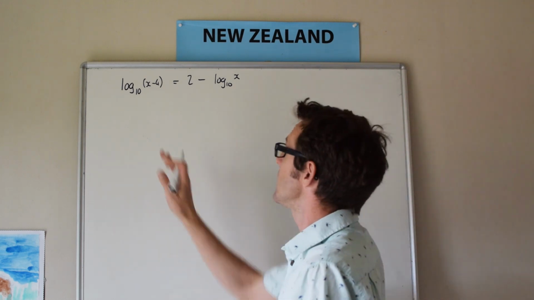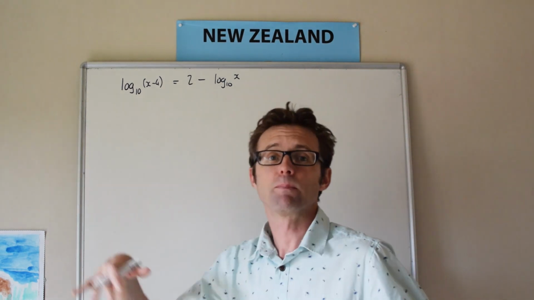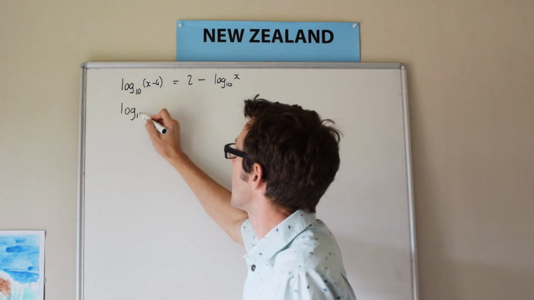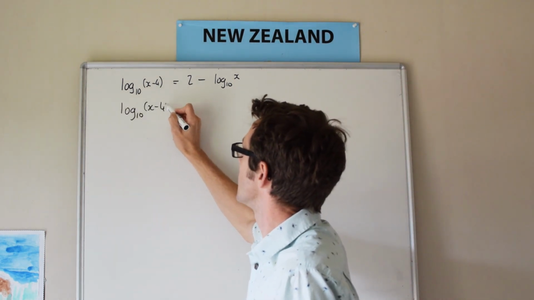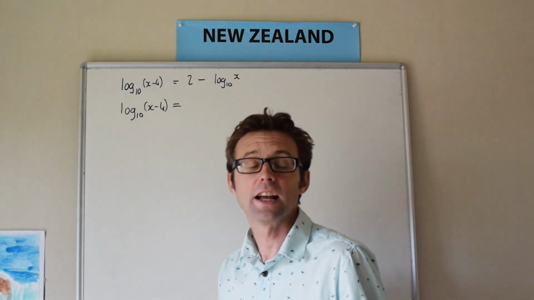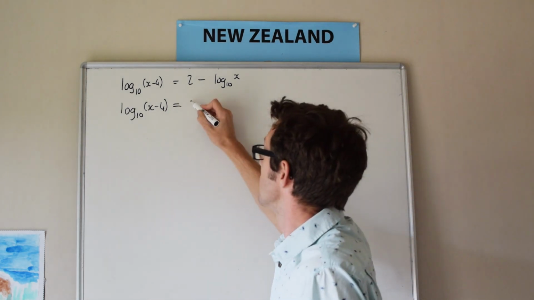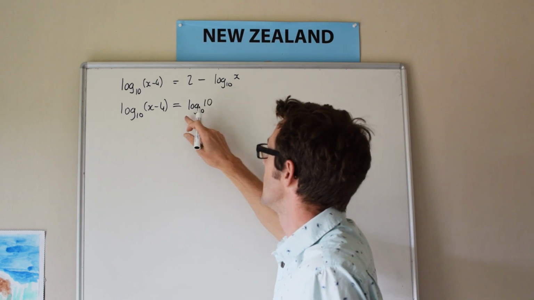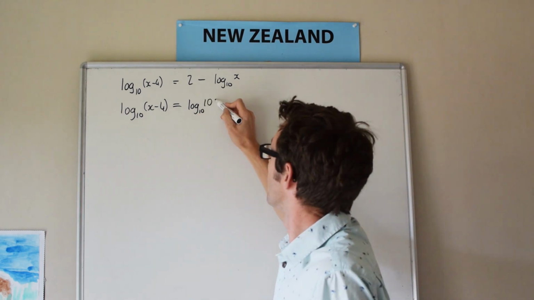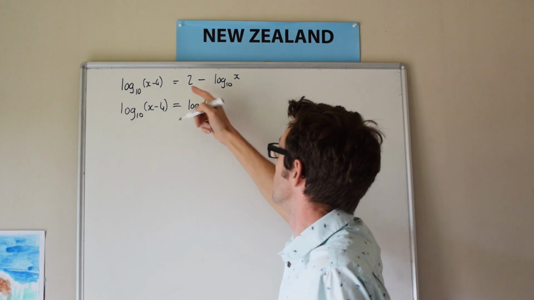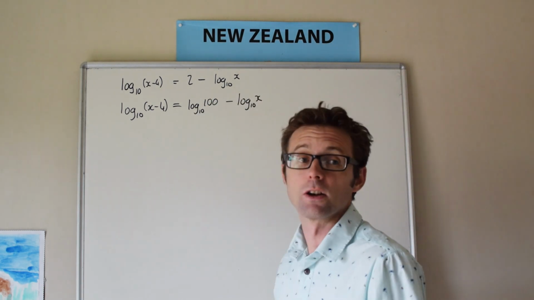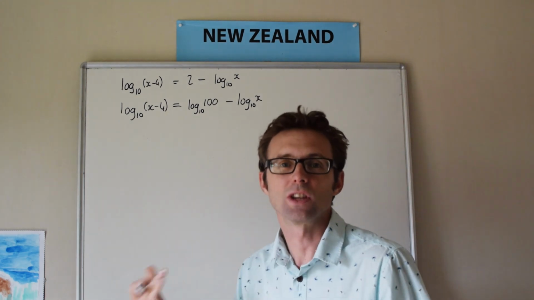Step one, we need to make sure that we've got everything in log form. This is log base 10, so that's okay, but you will notice that the first term on the other side is not. But we can turn that into log base 10. That is log base 10 of 100, which is 2. And then we now have everything in log form.